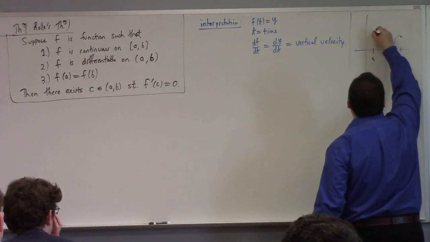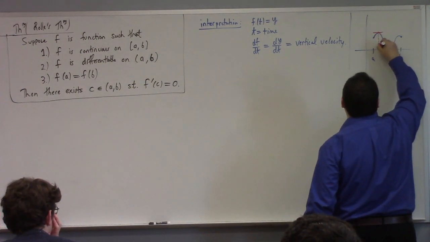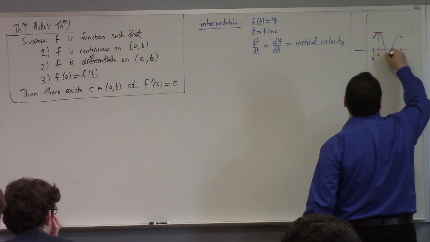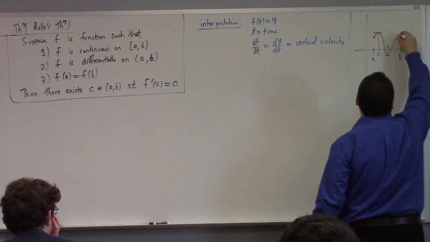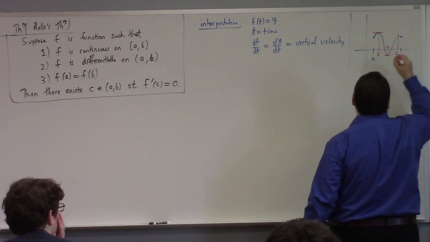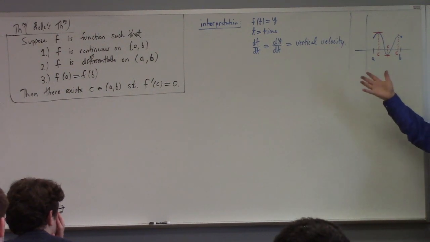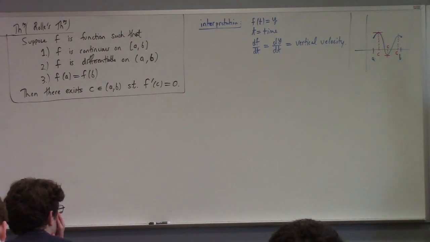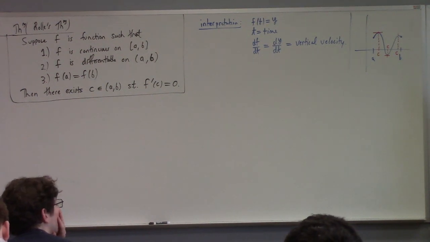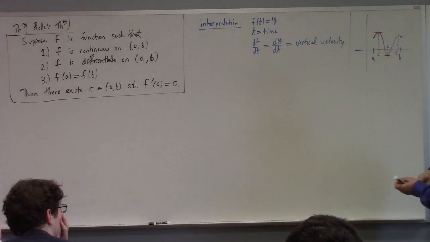Like here, this would be a potential C, or this would be a potential C, or that would be a potential C for my Rolle's theorem. So there could be more than one C which gives you zero velocity, zero derivative, but there has to be at least one. What if we were not differentiable on AB? Can you think of an example where Rolle's theorem wouldn't work before I prove it?